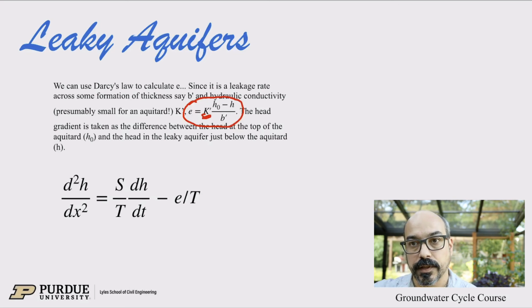And then the head difference across the aquitard is divided by its own width. So B prime would be the width of the aquitard. H0 and H are the heads across it, right at the top and right at the bottom of it. And K prime is its own hydraulic conductivity. So you can see how the leakage across the aquitard is just the Darcy flux across the aquitard. And this is how we deal with the leakage from a leaky confined aquifer.